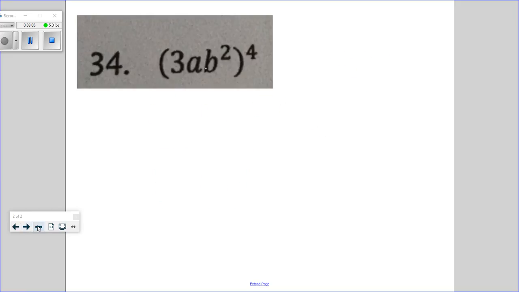So the other problem I was asked to do is this one right here. This is 3ab squared with the whole thing to the fourth power. So what does that mean?